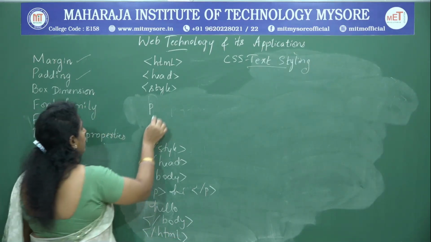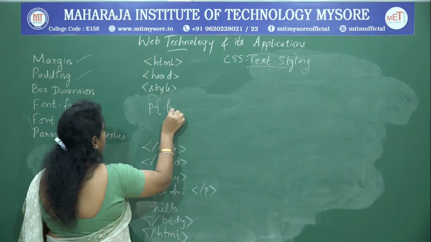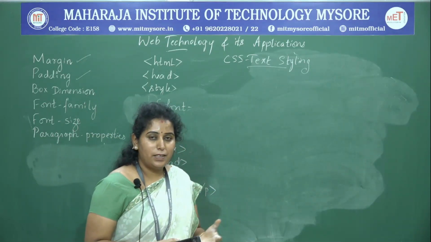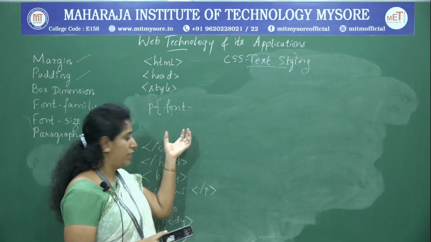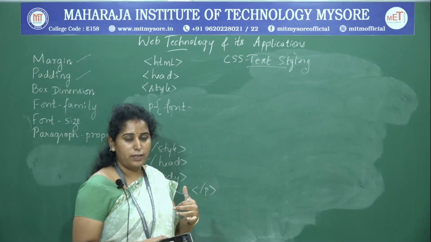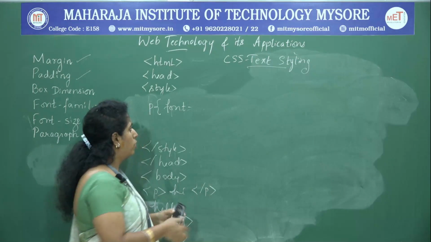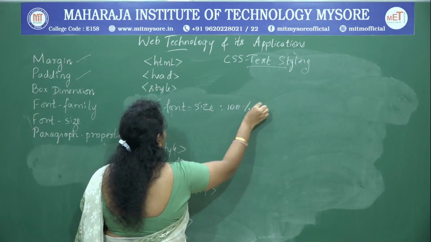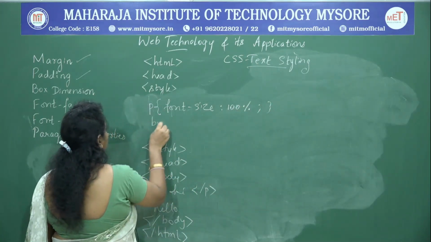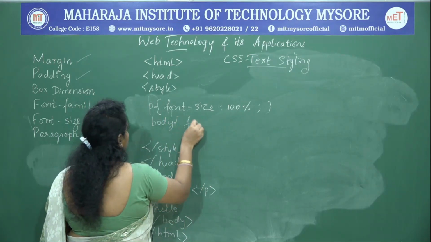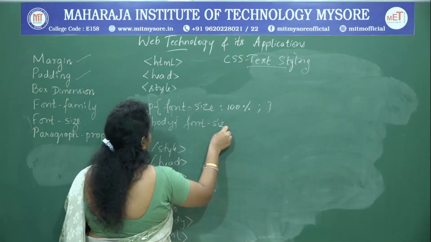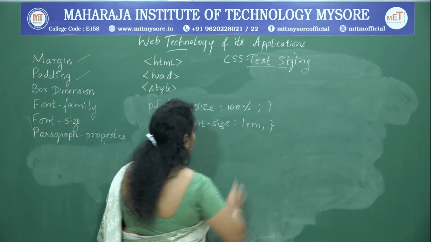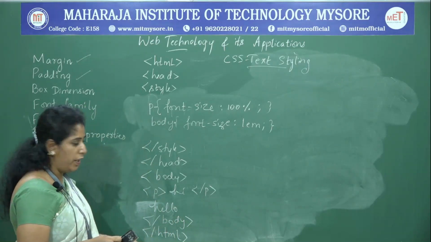Okay, so now I will give a style, that is font size. So font size means you are giving an increased size, or you can decrease the font size. Okay, you are varying the font size. So font size I am giving 100%. Then for body I am giving font size 1 em. So now let us run the program.